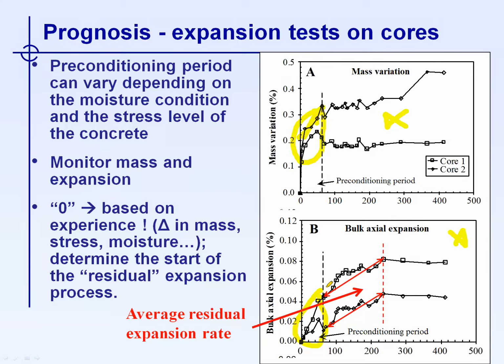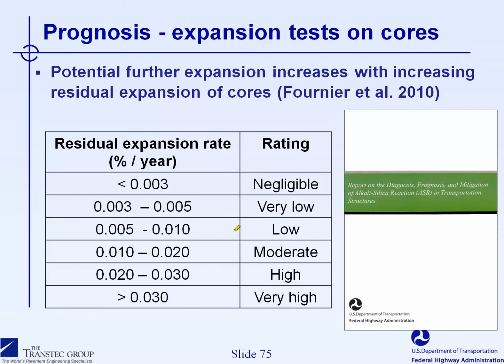And then after a certain equilibrium in moisture and expansion, the residual expansion due to ASR will start. The determination of the time where to start the residual expansion test is not easy to do and will depend on the condition of the concrete structure. So although this test is being used, you have to be very careful with the interpretation of the data. But I wanted to mention it because it's being used quite extensively.